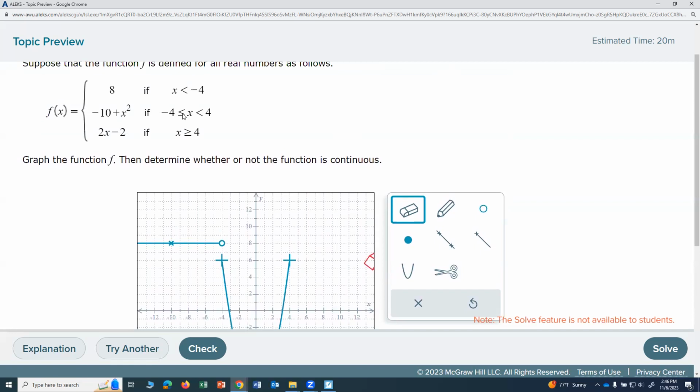Now you look at filled in versus hollow dots. So when x is negative 4, I have the x greater than or equal to, so that will be a solid dot at the point negative 4, 6. And at the point positive 4, 6, I'm going to have a hollow dot because it's a strictly less than.